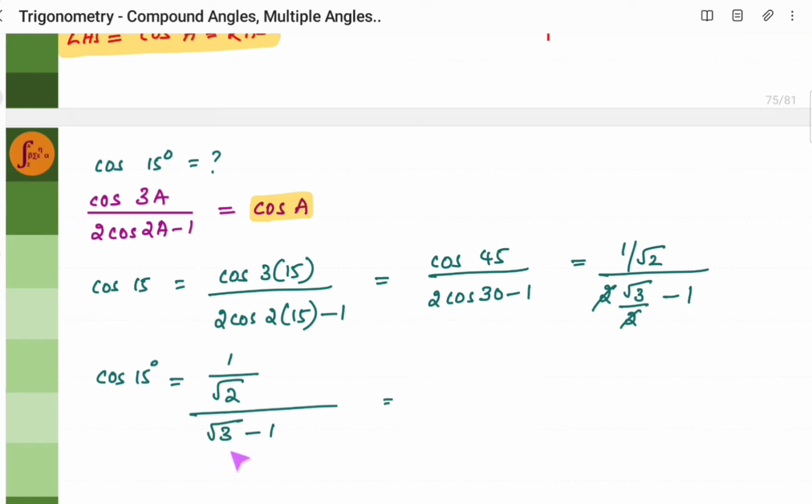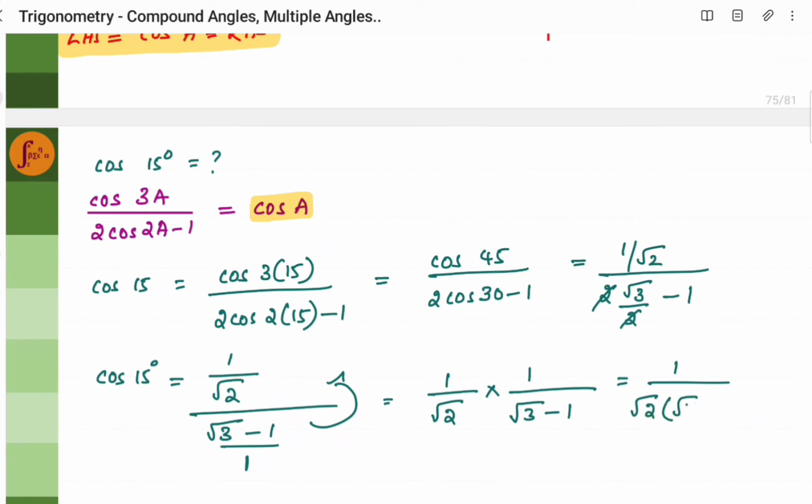Here we have to assume that this is divided by 1. And then we take it on top, it will become a reciprocal. We'll get 1 by root 2 into, it will become the reciprocal, 1 by root 3 minus 1, which is nothing but 1 by root 2 into root 3 minus 1. So this is the value for cos 15.